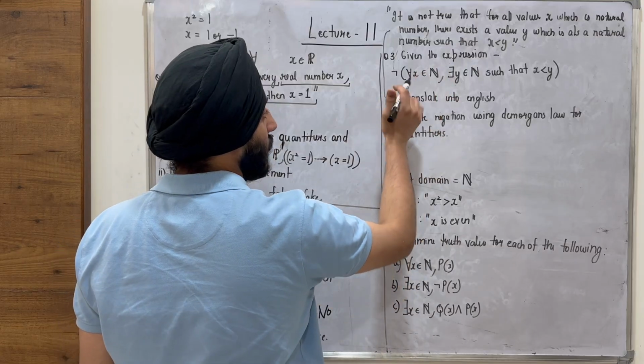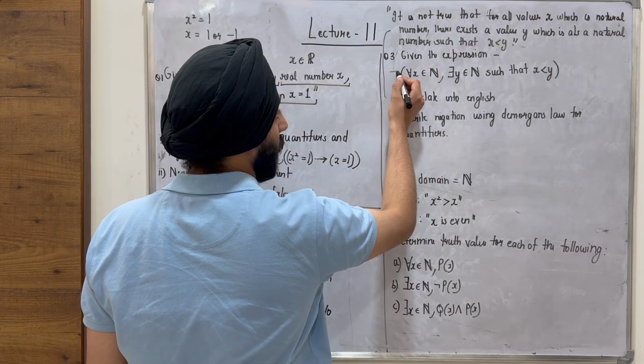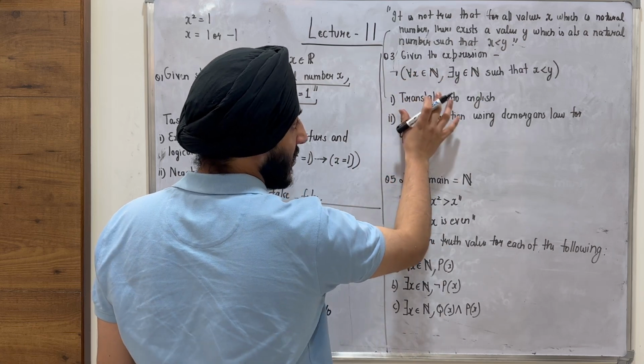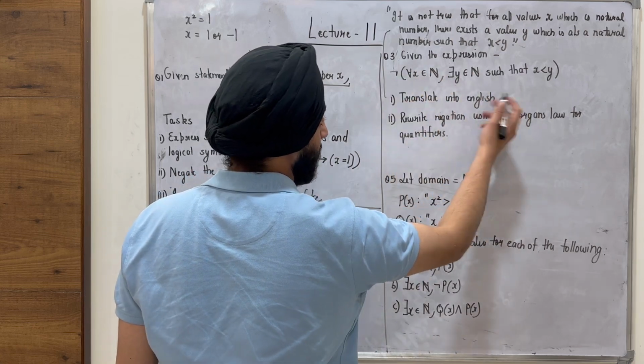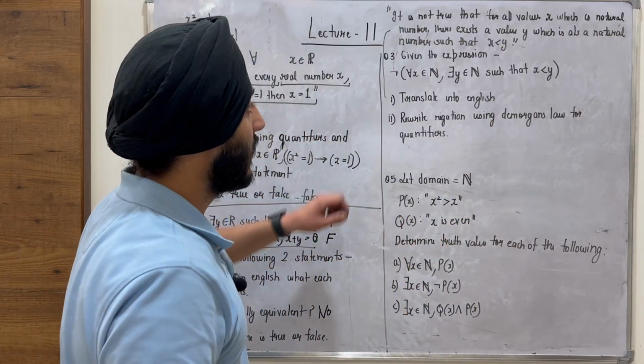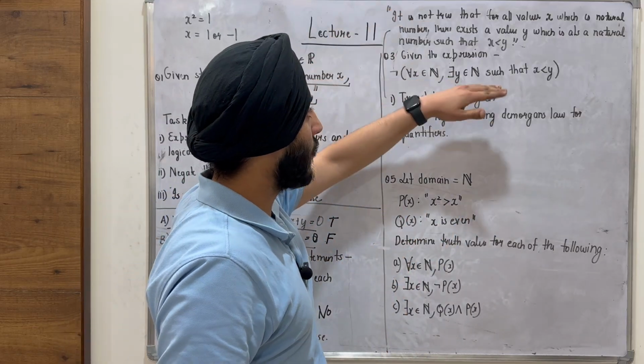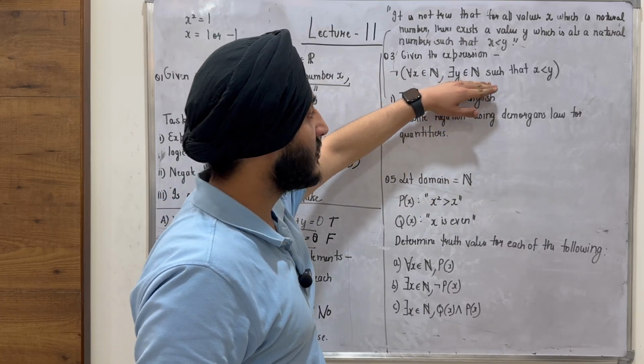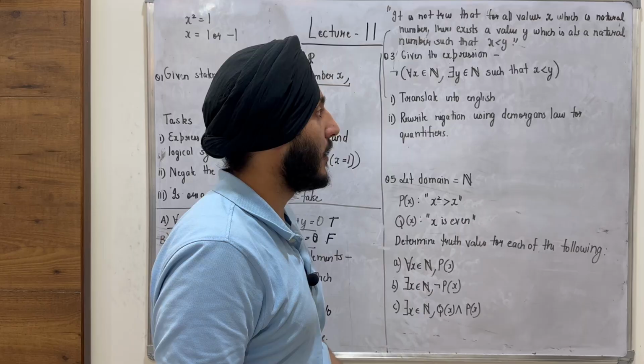I know I can solve for this negation, like I can convert this into this, but the question has asked me to simply convert this entire sentence into English, right? And that's exactly what I did. So I said it is not true that for all the values of x which is a natural number, there exists a y such that x is less than y, right?